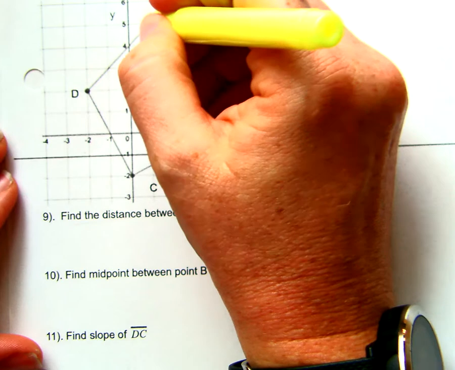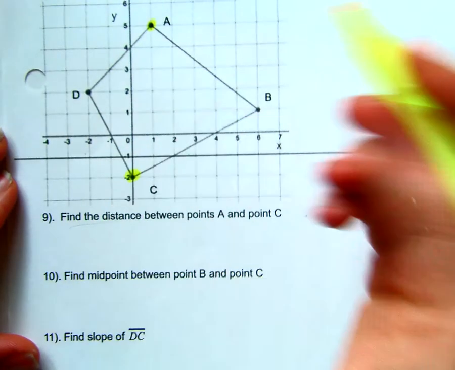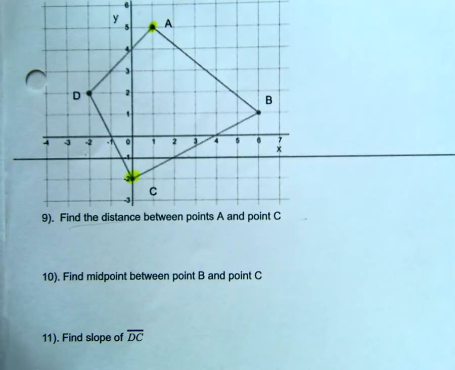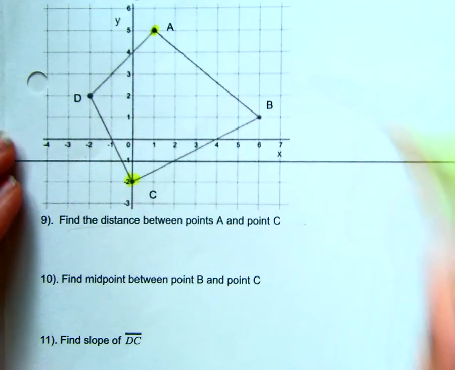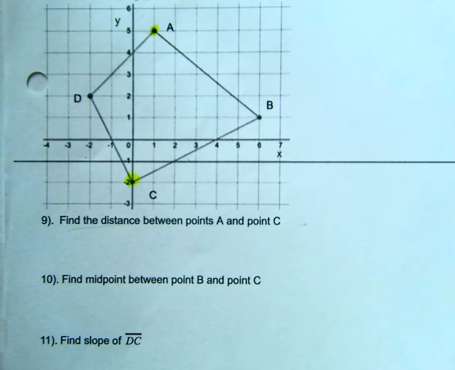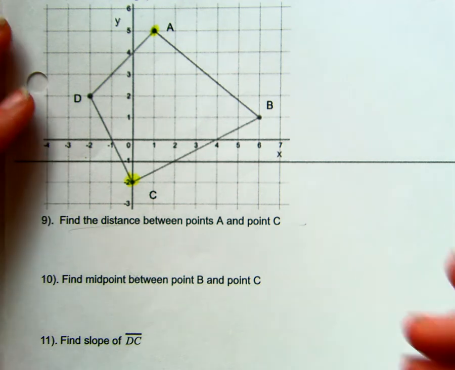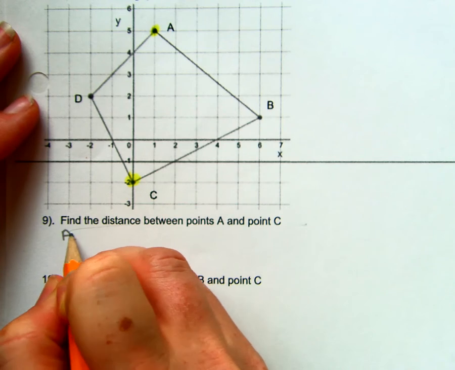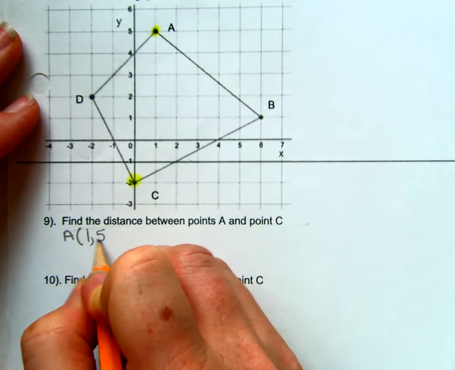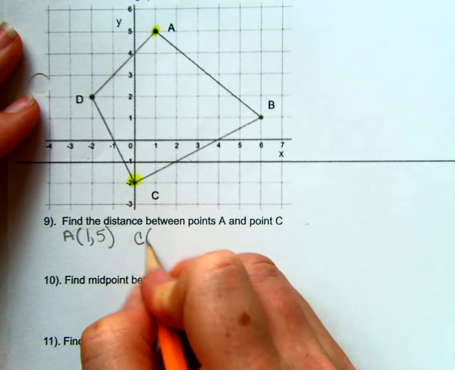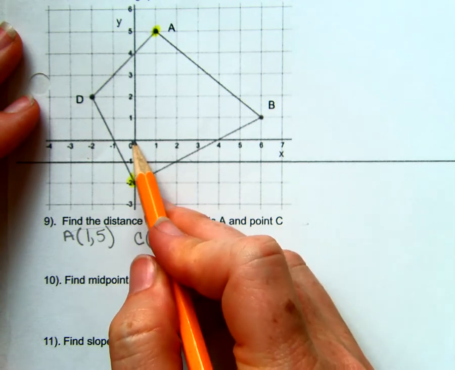Here's A. Here's C. Because it's not perfectly vertical from A to C, I can't just count it, right? I need a distance formula. And so what I'm going to do is figure out, okay, what's A? A is the point 1, 5. And what's C? C is the point 0, negative 2.